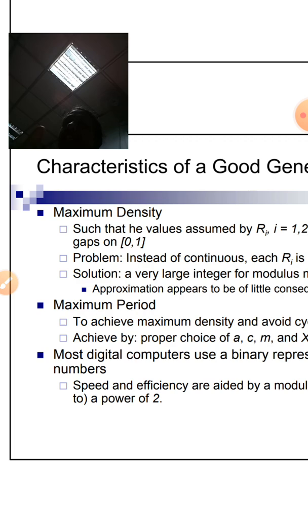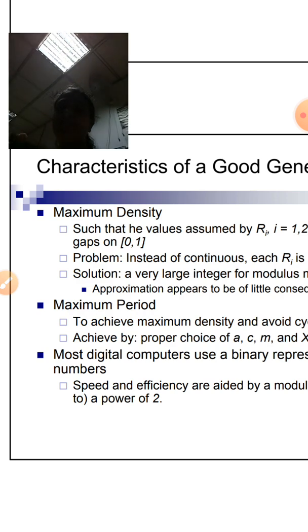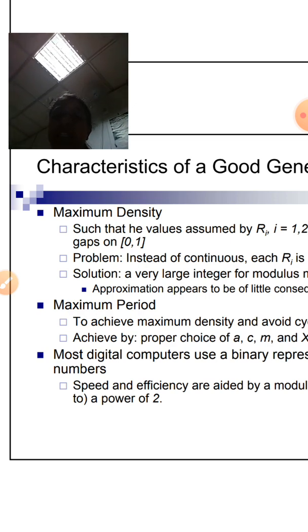In our example, the random number R1 was 0.02 and R2 was 0.77. Like this, R3 and so on, if you check, there will not be a large gap here. It is very small. That is what we can say, that the density of these numbers lying will be more.